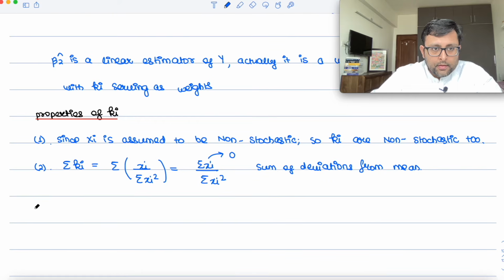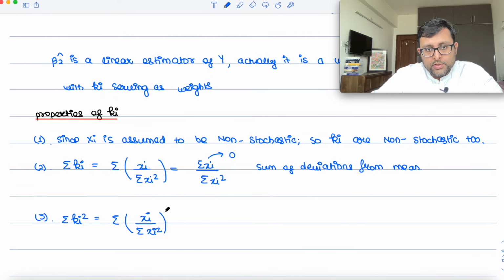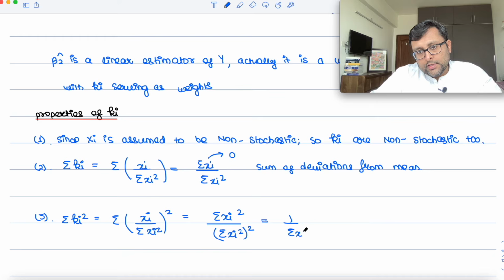And third, your summation of ki square. Since you have done the other proof as well, this doesn't seem very different to you, but this is useful. The way Gujarati has written it seems more intuitive. Summation of ki square is summation of small xi square upon summation of small xi square, whole squared. So that is 1 upon summation of small xi square, right?